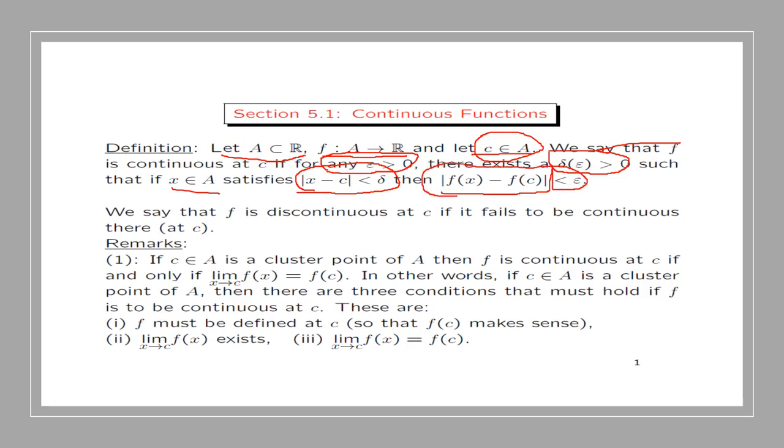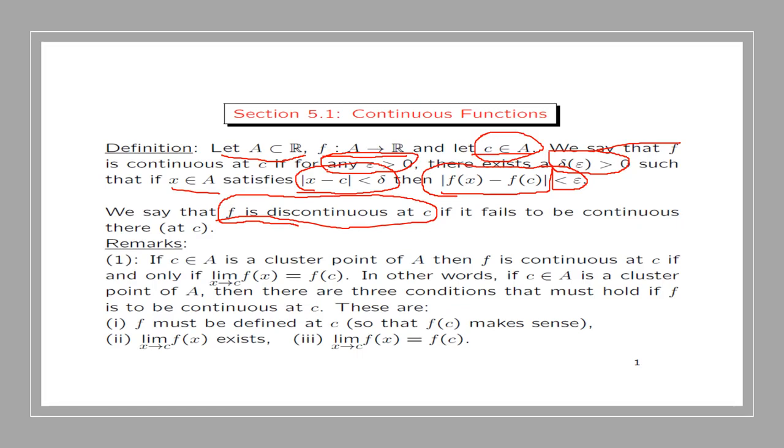So we say that f is continuous at a point C in A if for any given epsilon bigger than 0, you will find a delta that depends on epsilon, such that if the distance between x and C is less than delta, then the distance between f of x and f of C is less than epsilon. Now, if f fails to be continuous at C, then we say that f is discontinuous there. So we say that f is discontinuous at C if it fails to be continuous at C.